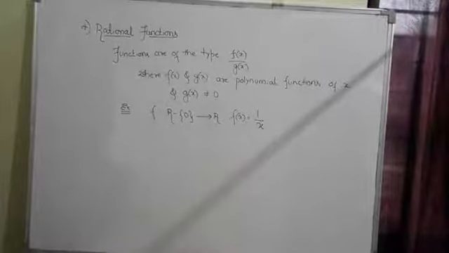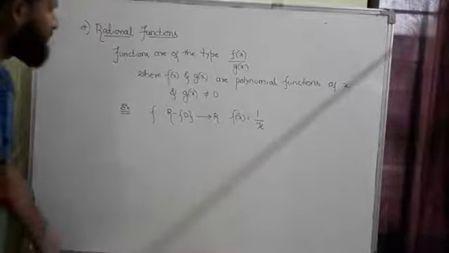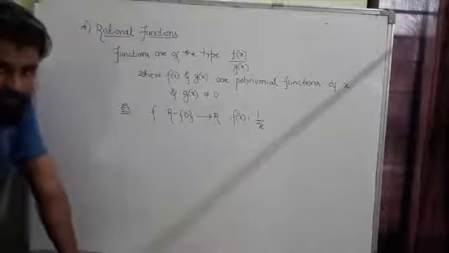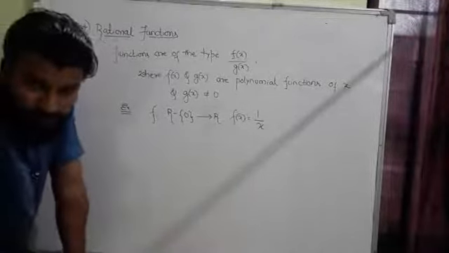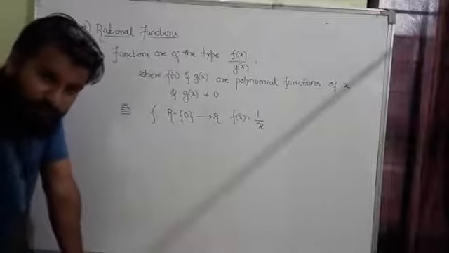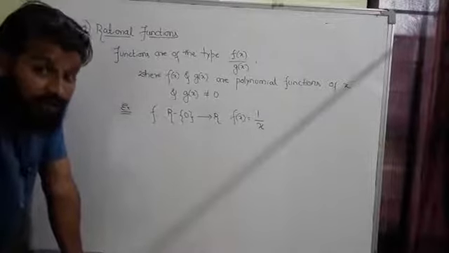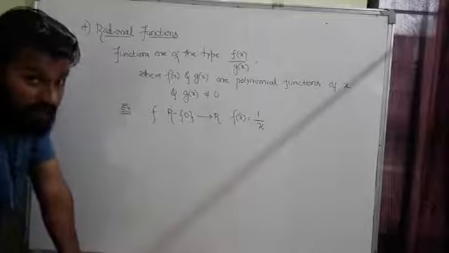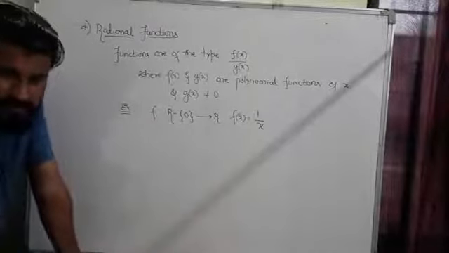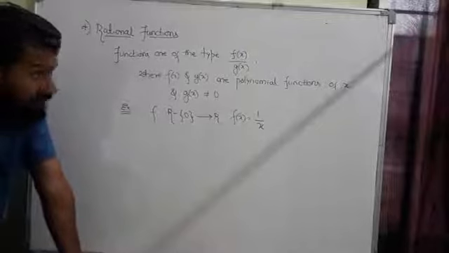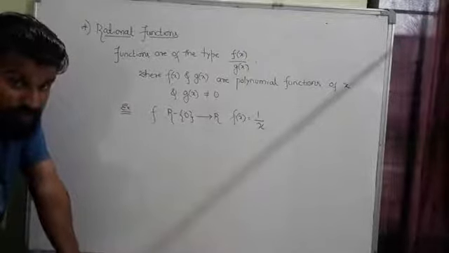Well dear students, now let's move on to the next type of function, that is rational functions. Okay, so already you know what are rational numbers. Any number which is of the form p by q, where p and q are integers and q is not equal to 0, is called a rational number. The basic that you have studied in 5th standard. Okay, the same thing apply here for rational functions.